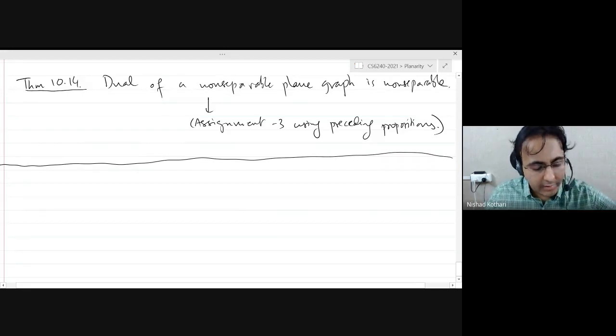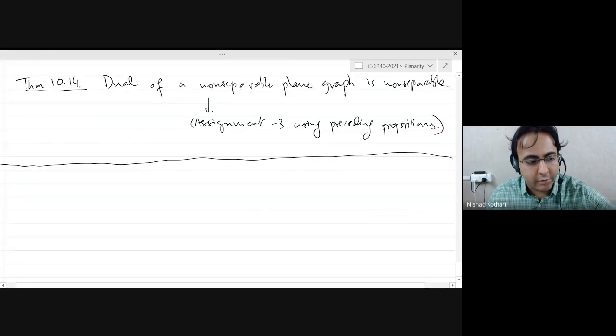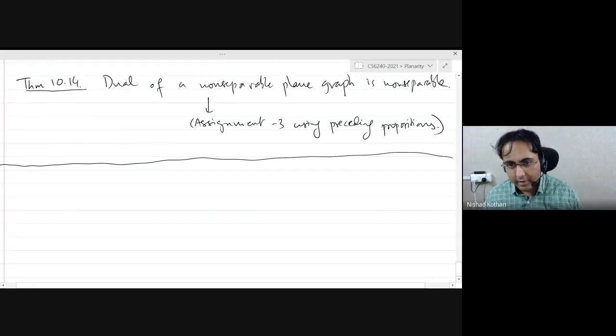Also, it's worth noting that if you delete an edge or you contract an edge from a planar graph, you will get another planar graph. I mean, deletion is clear. If you take any subgraph, the graph will remain planar. What is also interesting and not too difficult to see is if you contract any edge in a planar graph, you will get a planar graph. Okay, so I didn't write that down, but anyways, good.